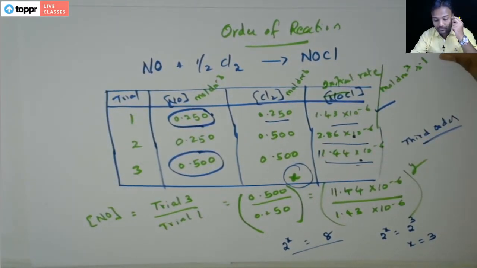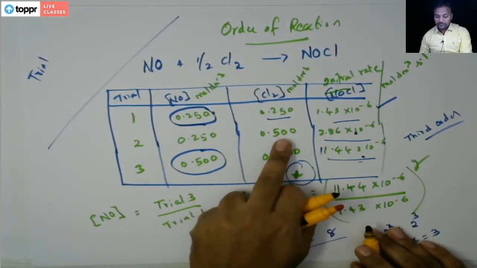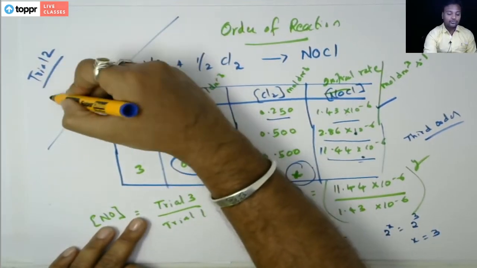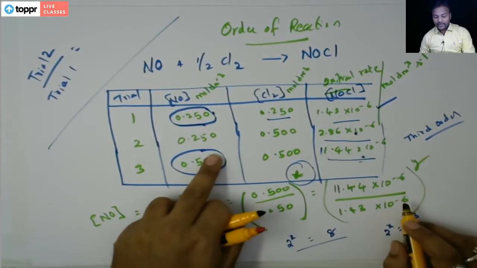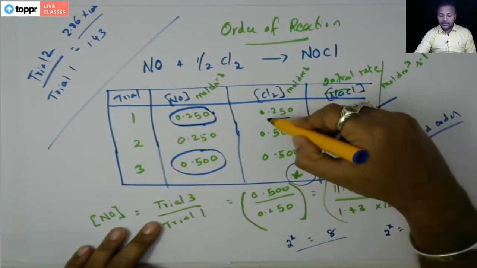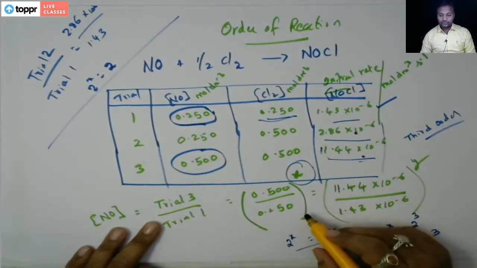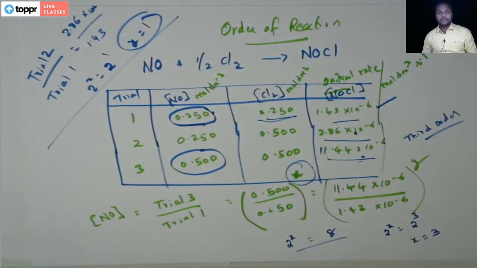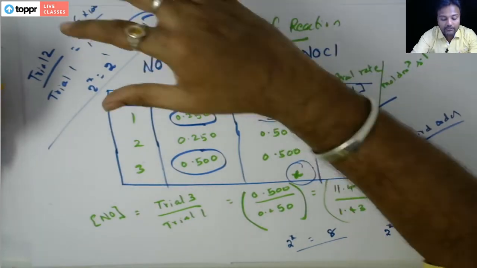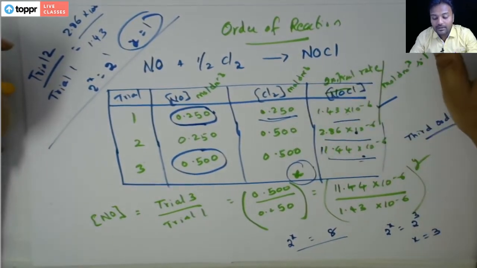Then with respect to chlorine, what is happening? Just have a look at this here. With respect to chlorine, I can take this one and this one, because this we have kept constant. We have affected the nitric oxide concentration. So let's say trial 2 by trial 1, which is 2.86 by 1.43. Here it is again 2. So 2 power x is 2 power 1, where x equals 1. Means this is first order kinetics. Concentration of chlorine is first order, whereas the concentration of nitric oxide follows third order. So overall reaction is 3 plus 1. This is the 4th order reaction.